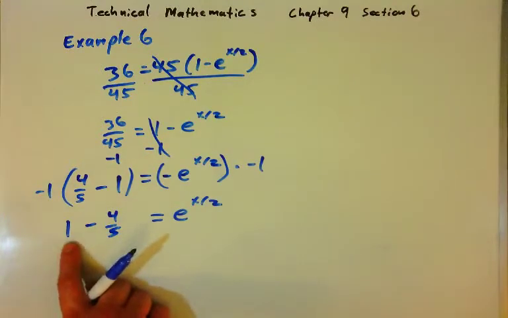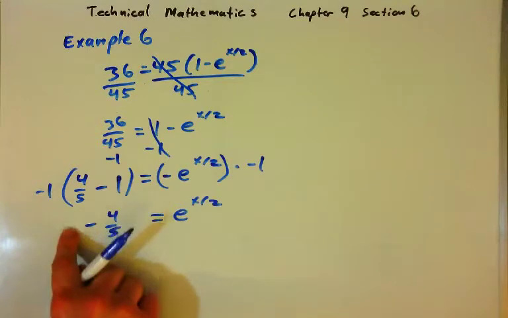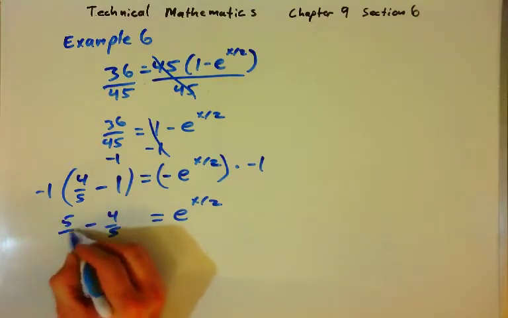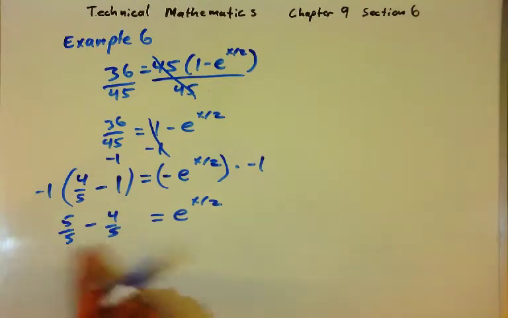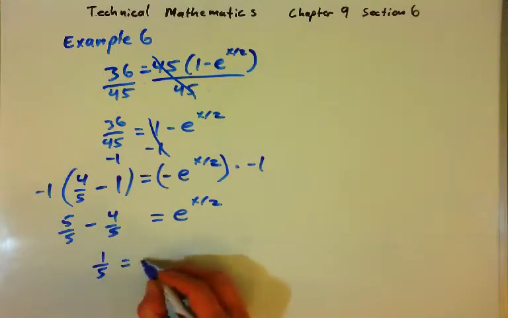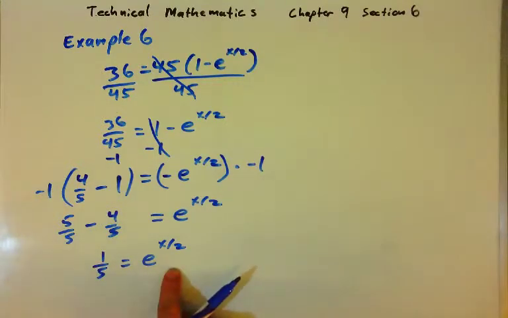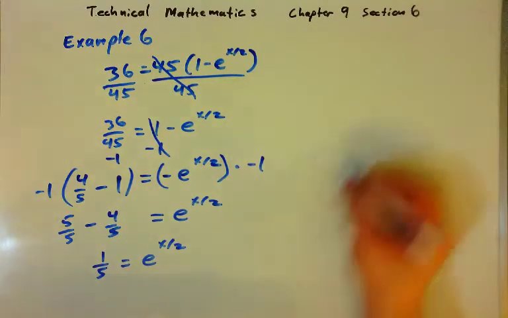Okay. And while I'm at it, 1 minus 4/5 is 1/5, because 1 is 5/5, right? 1 is 5/5, that's 1. 5/5 minus 4/5 is 1/5. And this will be equal to e to the x over 2 power. Now I can take the natural logarithm of both sides. So that's what I'm going to do.